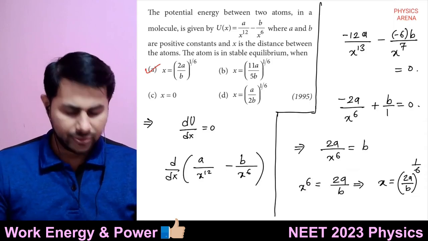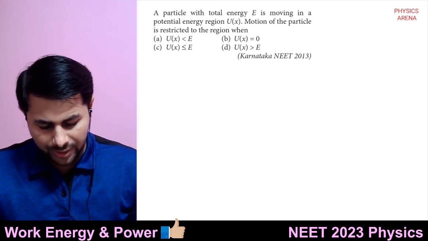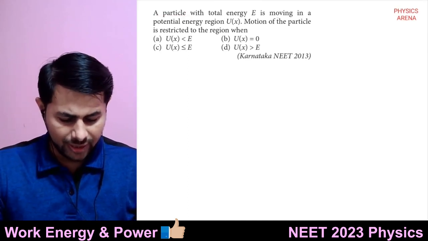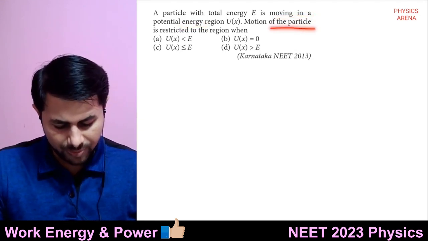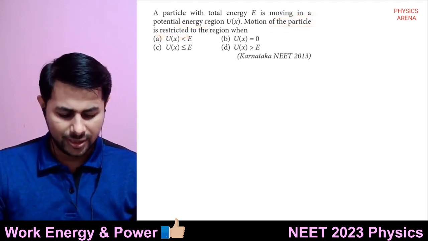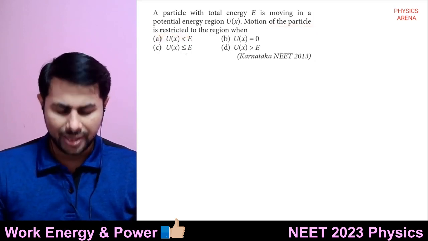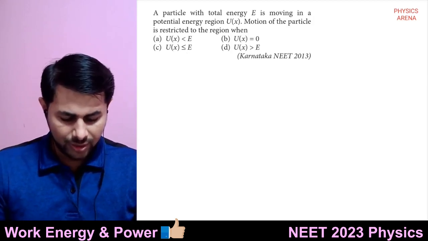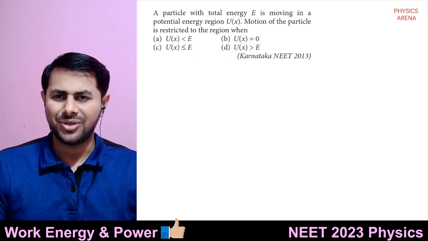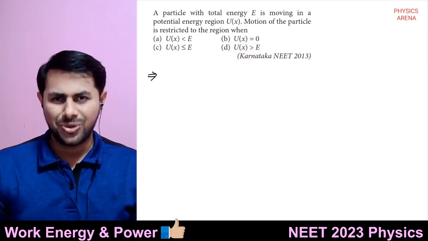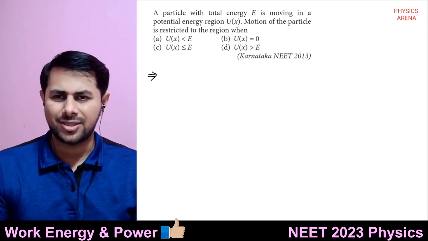So all these questions are simple, right? Next question. A particle with total energy E is moving in a potential energy region U of x. The motion of the particle is restricted to the region when? U of x is less than E, U of x is less than or equal to E, U of x is equal to 0, or U of x is greater than E. Can you tell me what's the answer? We know the law of conservation of energy, yes, no? The sum of potential energy plus kinetic energy is the total energy.